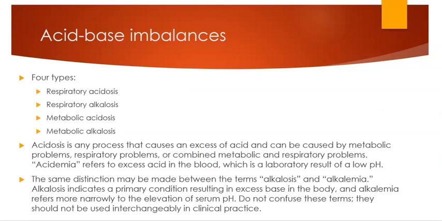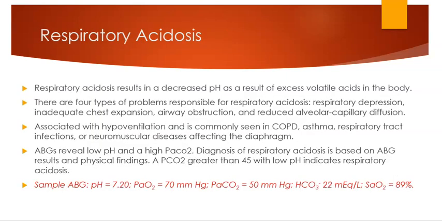All right, there are 4 types of main imbalances: respiratory acidosis, respiratory alkalosis, metabolic acidosis, metabolic alkalosis. You are going to have to determine what your patient is in based on laboratory findings. When you think about respiratory acidosis, this results when you have a decrease in your pH, so you have too much acid in the body.